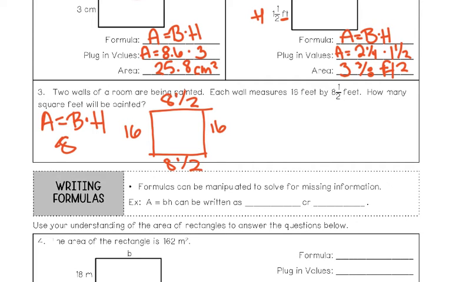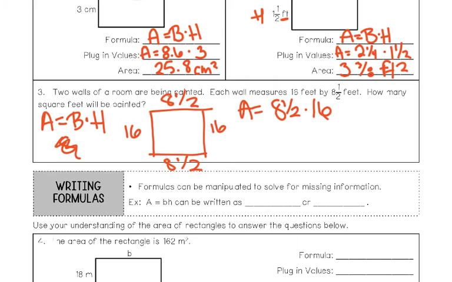Oh, maybe I should do it over here. Okay, so area equals 8.5 times the height, which is 16. So you're just going to solve that math. That's pretty simple math. No big deal.